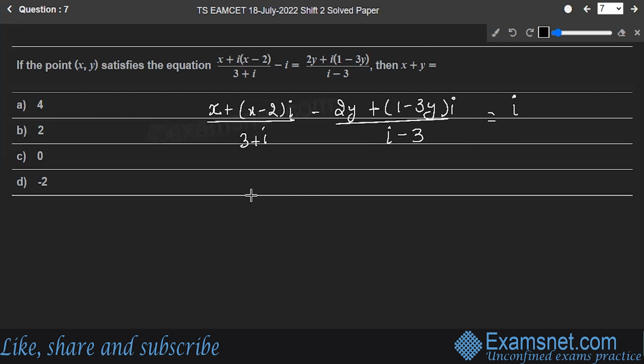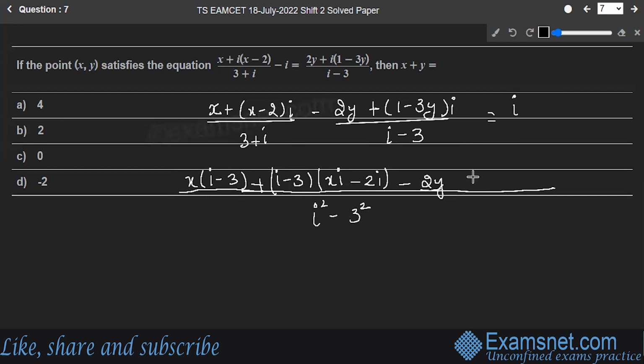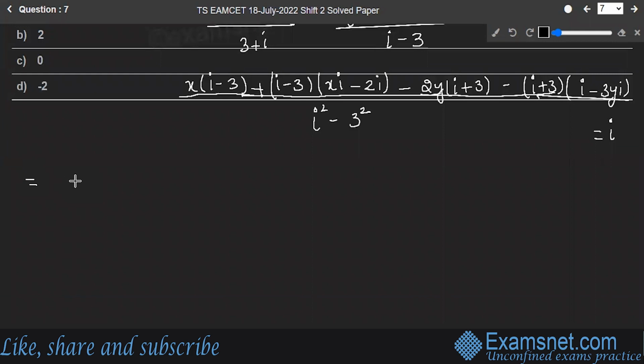So this will give you, let's take the LCM. This is iota plus 3 into iota minus 3. This will simply be equal to iota square minus 3 square. And let's take the LCM now. LCM has been taken. Let's multiply it with the numerator. So you will have x into iota minus 3 plus iota minus 3 into x iota minus 2 iota minus 2y into 3 plus iota plus 3 minus iota plus 3 iota minus 3y iota is equal to iota. So let's solve this.